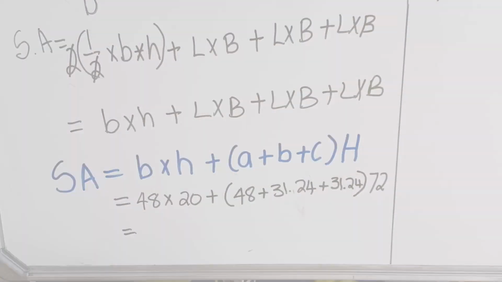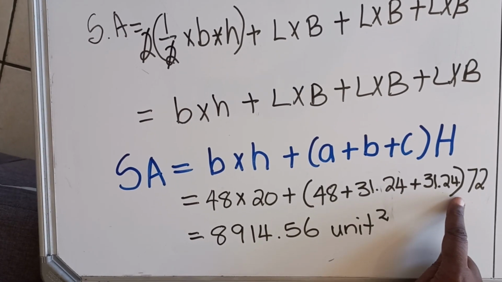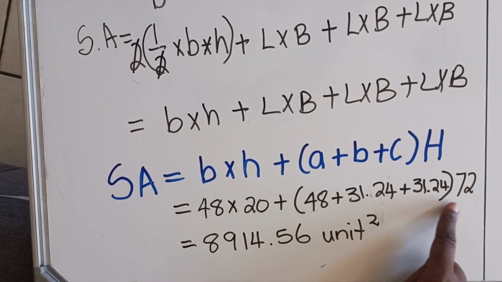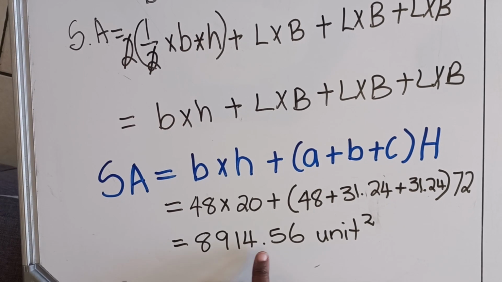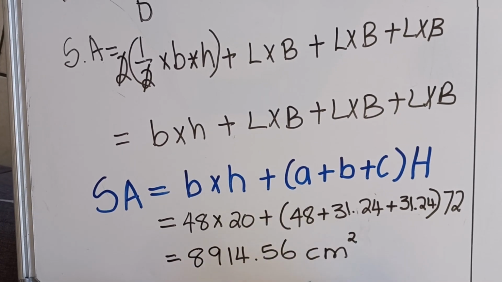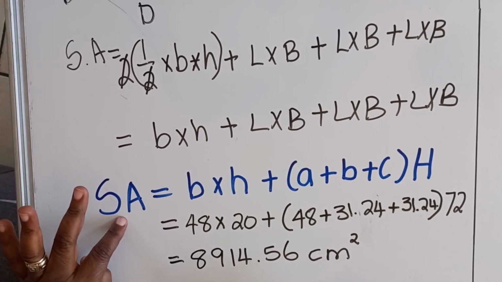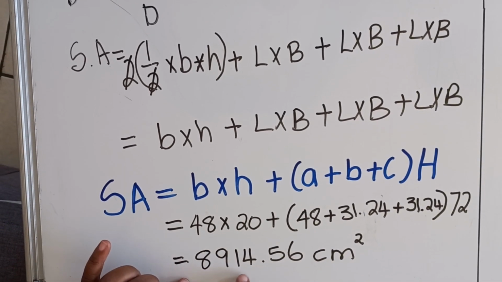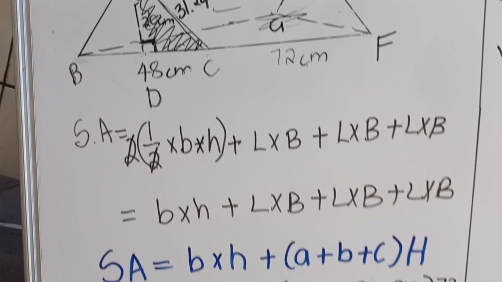Let me do that now. The total surface area, after punching everything in, and remember here you need to multiply. Use your natural display and put everything in, put the brackets in, and then multiply by 72. It's 8914.56. So your answer is in centimeters squared. When you're calculating area and surface area, your units are squared. So your answer is 8914.56 centimeters squared. You write the units that you were given in the question.